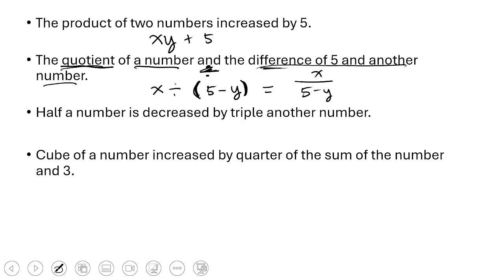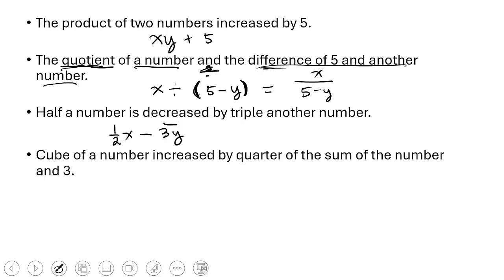Next, we have half a number is decreased by triple another number. So half a number decreased by, this means that we have subtraction. So half a number, I'll do 1/2 x, and then triple another number, so I'll do minus 3y.